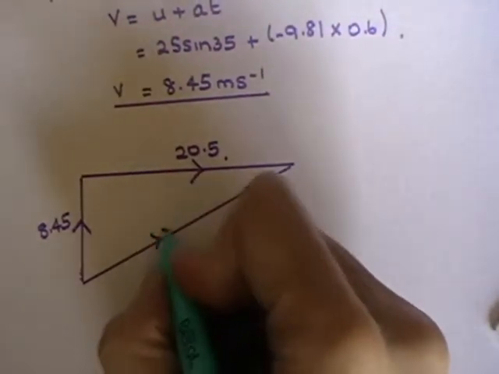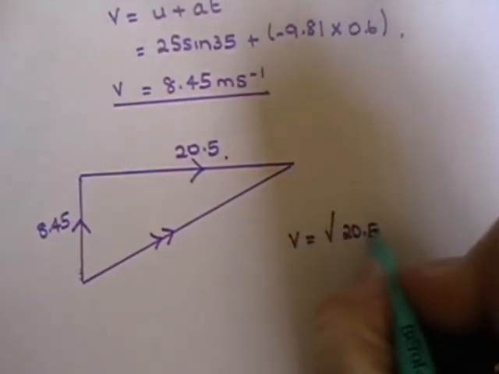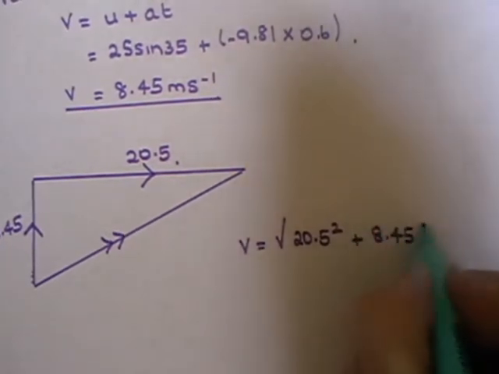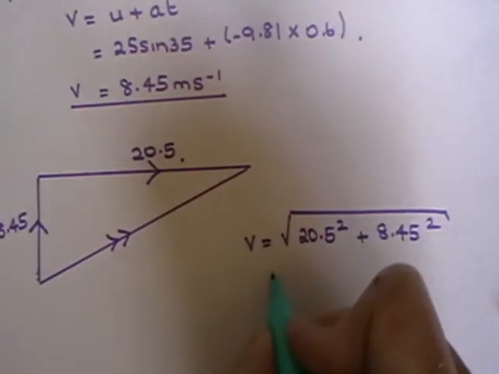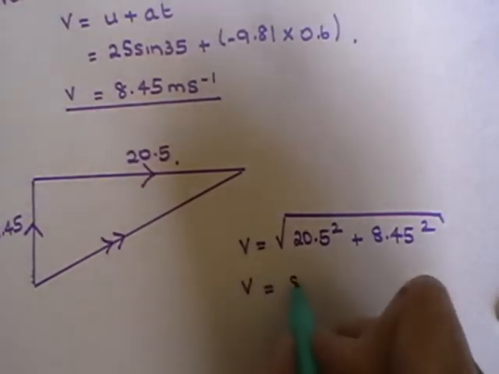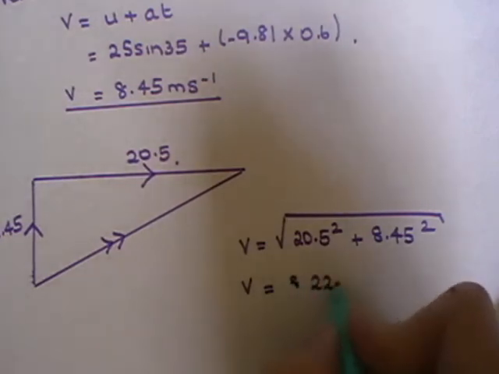And you just do that using Pythagoras. So the value of v is equal to the square root of 20.5 squared plus 8.45 squared. And v comes out to be 22.5.